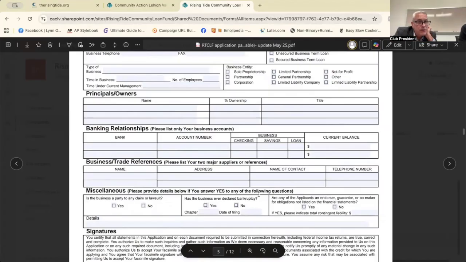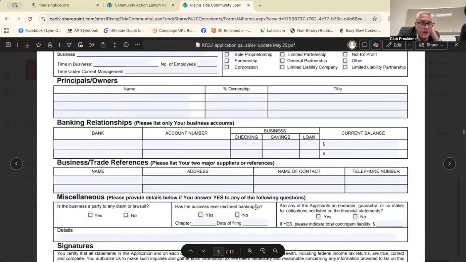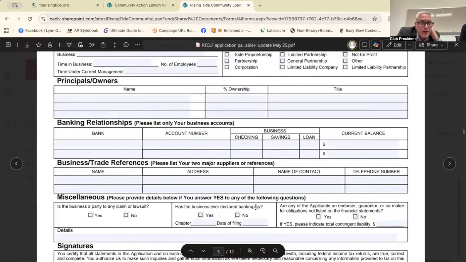Okay. So we get to miscellaneous, and there are three questions here. Has the business been party to any claim or lawsuit? If I'm just starting out, I can assume nobody has any claims against it. Correct. If you're starting out, there shouldn't be. But if I've been in business and someone is suing us or there's litigation, that's where I check yes. You would check yes, and then we would need an update on the status of that lawsuit.